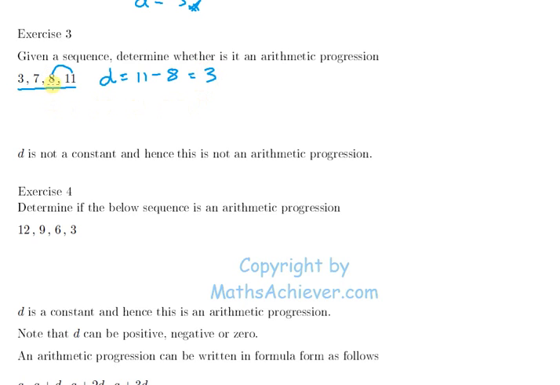If we find the difference between these two terms, okay, let's say we call it D1, we are going to get 8 minus 7, which is 1. From here we know that since both of these are not equal, we can say that D is not a constant, and hence this is not an arithmetic progression.